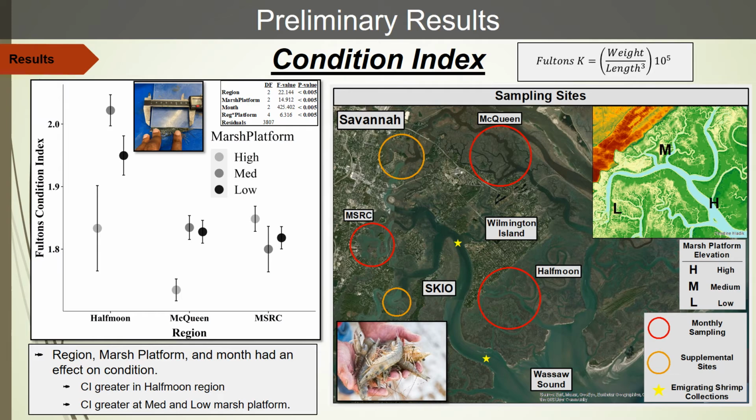If you recall, catch data suggested that mean CPUE for shrimp was typically lower in the low marsh platform elevation creeks, whereas here it appears that individuals in these low and medium marsh platform elevation creeks have greater condition index values. This could potentially mean that if there are fewer individuals, then shrimp are able to grow more efficiently, or that they are potentially able to access more food resources on the marsh platform in these locations where the platform is inundated more during high tides. We also saw some effects of time in this analysis which we will explore further.